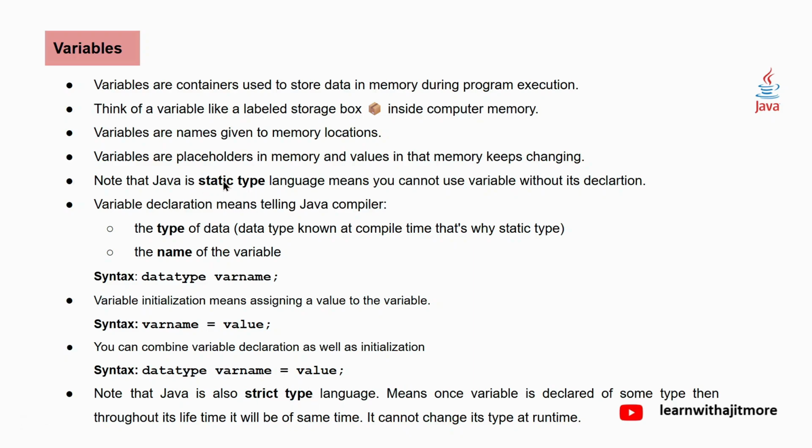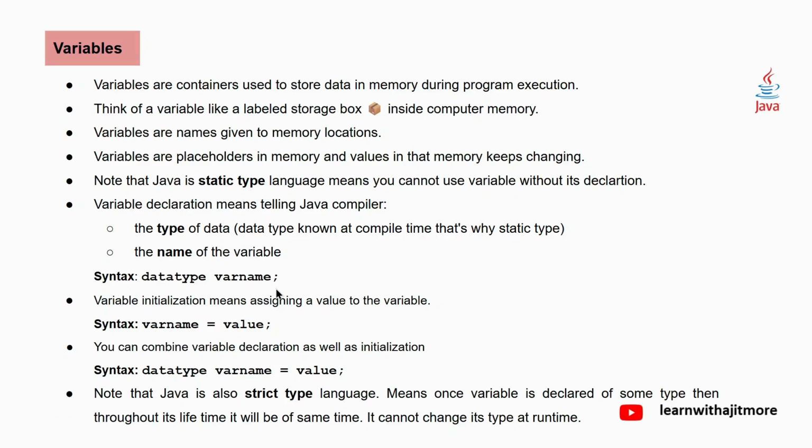And again remember, Java is also a strict type. It is static type, no doubt. Why do we call it static type? Because without declaration you cannot use a variable, and declaration means at the time of compilation only you are telling its data type and the name of the variable. And strict type means once you declare a variable of some type, throughout its life it is of that type. You cannot change its data type. Getting it? Once a variable is declared of some type, throughout its lifetime it is of that type only. It cannot change its type.